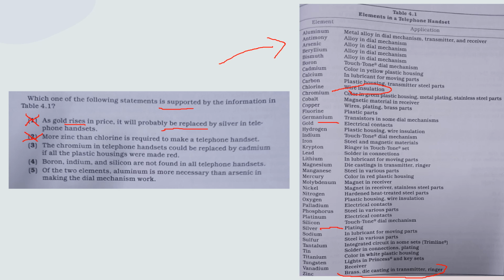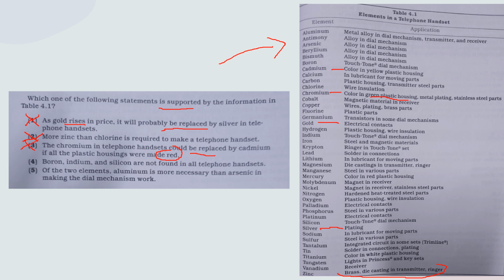Number 3, the chromium in telephone handsets could be replaced by cadmium if all the plastic housings were made red. Well, chromium, let's delete this. Chromium is the color in green plastic housing. And this says chromium could be replaced by cadmium. Cadmium is the color in yellow plastic. But here it's talking about making them red. But we have green and yellow with chromium and cadmium. So number 3 also is not supported by the information.